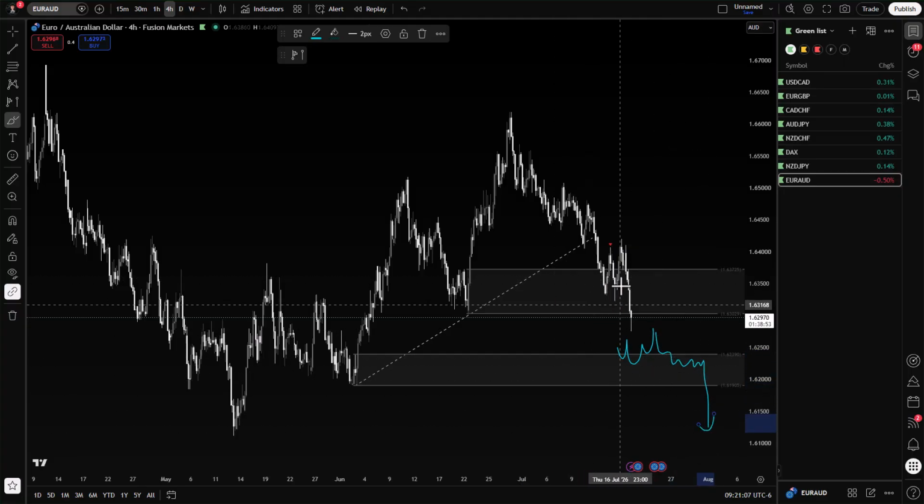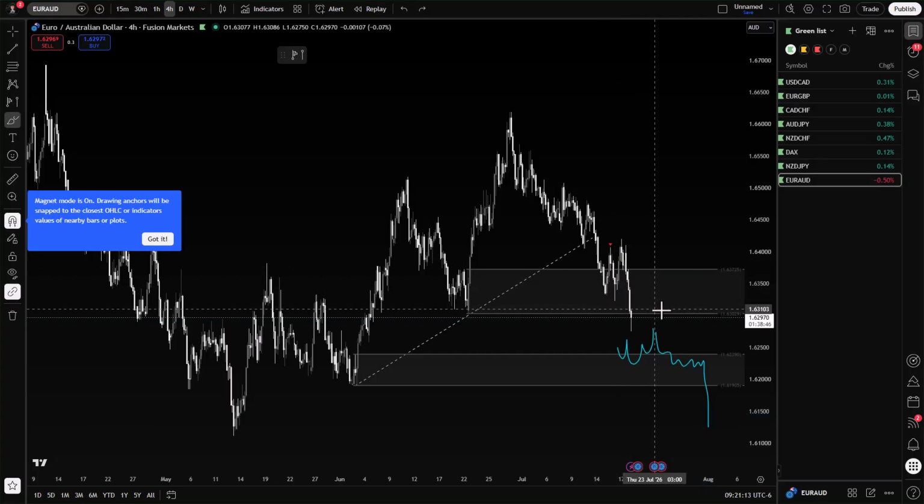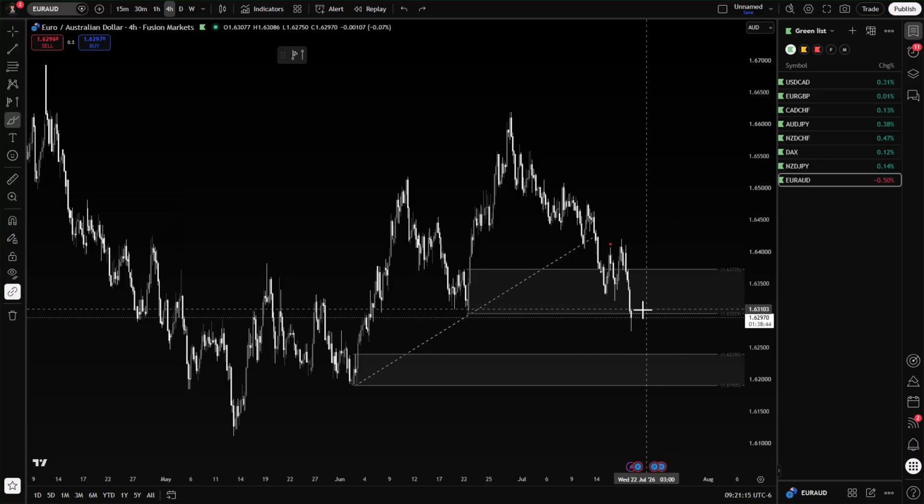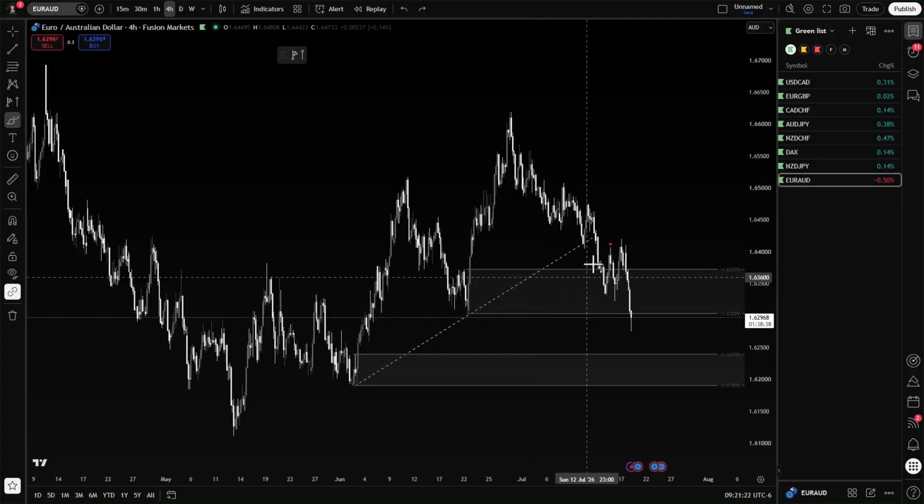That's exactly what happened here. See, it had some sort of reaction to the upside, some bullish reaction, but in the long term, the level was removed. So that's exactly what I'm expecting here.